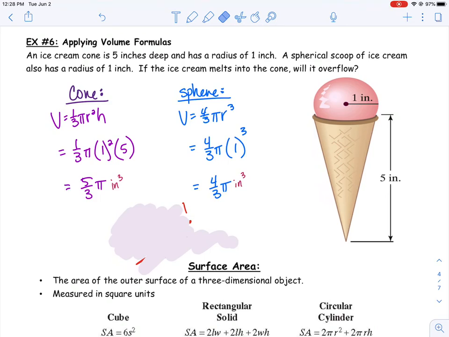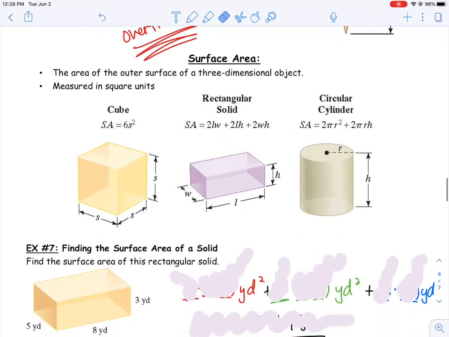And so, is it going to overflow? Oh, phew, it is not. Hopefully, if your kids are nice and neat and keep that ice cream in that cone, because the cone has a bigger volume than the ice cream, it should all just nicely go into the cone and not overflow. Okay, kind of using volume in a little bit of a different way.